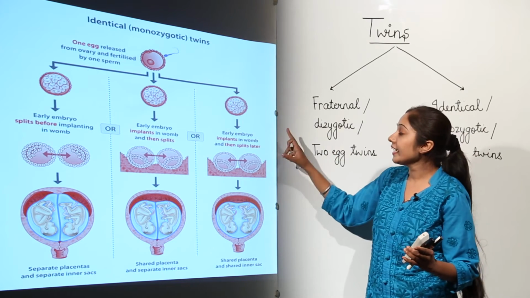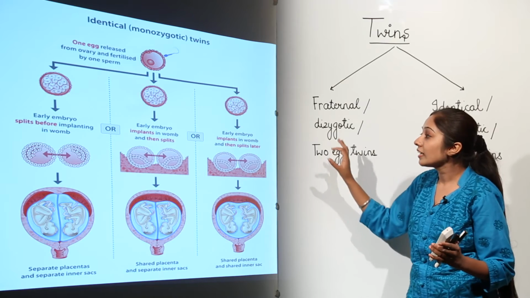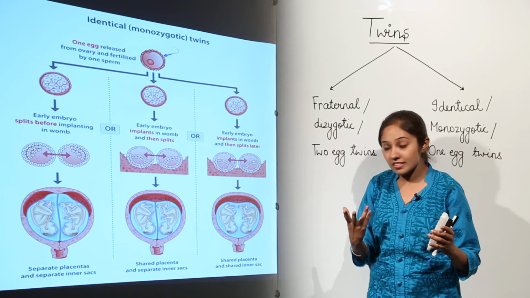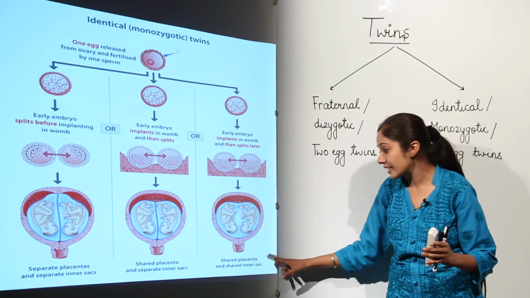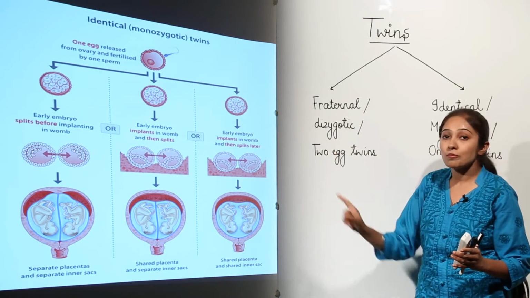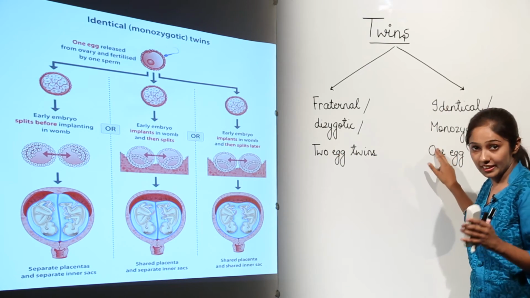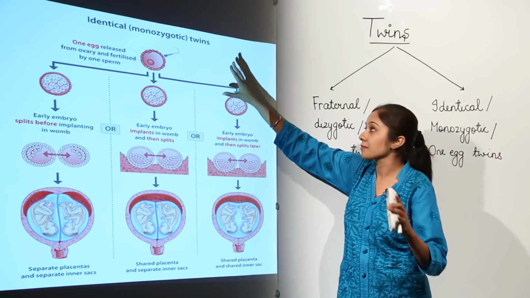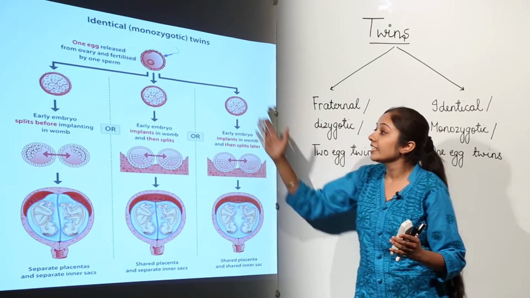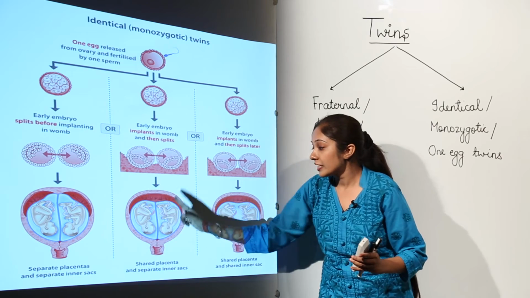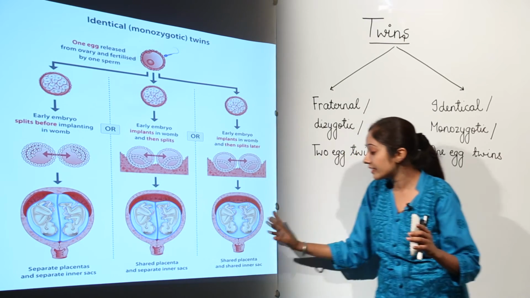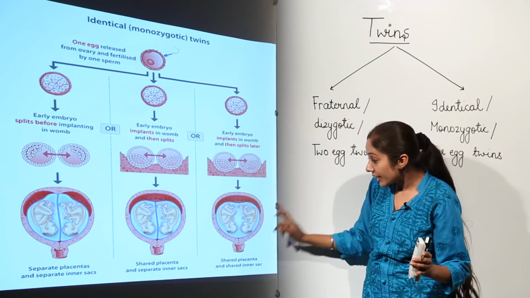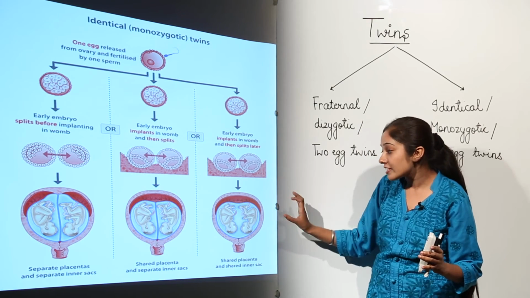The third case: the early embryo implants in the womb and then splits later, after some time. In this case, since placenta development is already there, they will have a shared placenta and shared inner sac. When we talk about one zygote, we talk about monozygotic twins. They arise from the same zygote, and the genetic makeup is the same in all cases. There can be three cases. In two of them the placenta is not shared, but in the single case in which the early embryo implants in the womb and then splits later, they share the same placenta and the same inner sac.